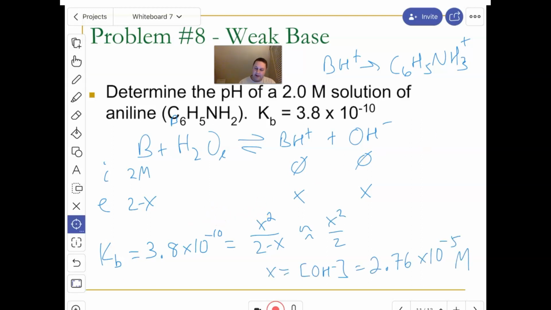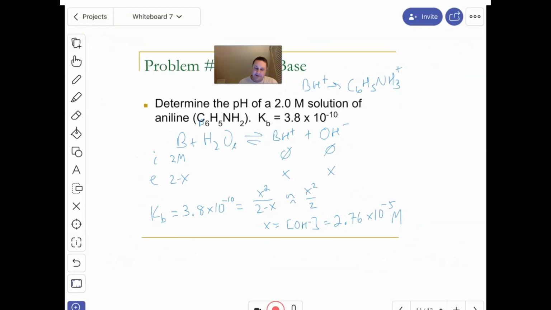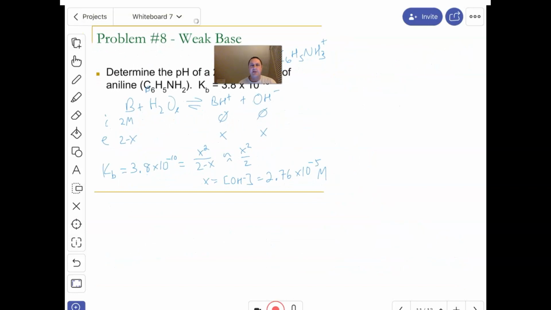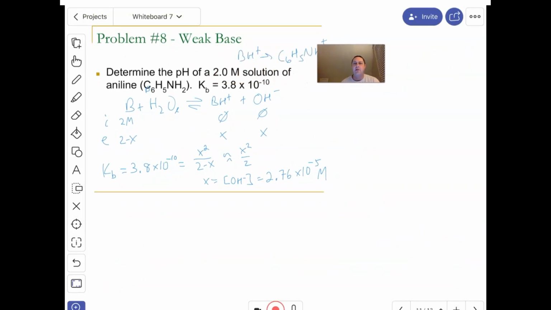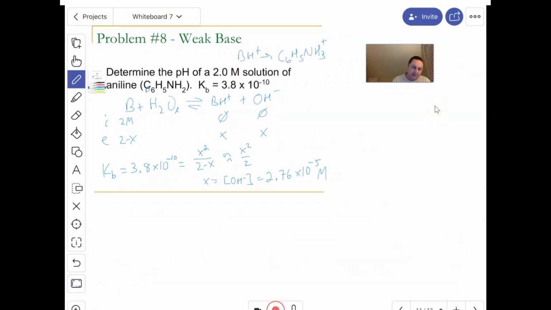Okay, so doing that, I solve for X, and X is also the hydroxide concentration. I get 2.76 times 10 to the minus 5th molar hydroxide. But the question's really asking what is the pH. So I have to take these a little bit further. Weak acid ones seem like they can maybe go a little bit quicker than these ones, but that's okay. You just have to do some other steps.